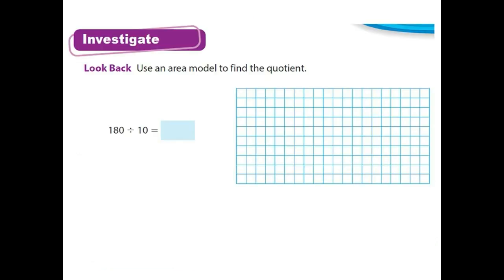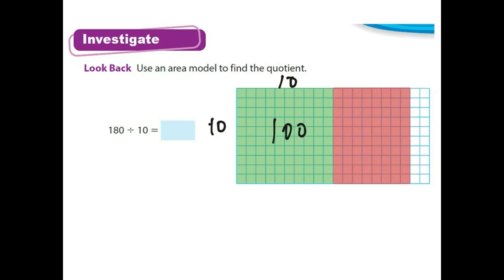So in our look back, it wants us to use the area model to find the quotient. Let's go ahead and do that. So if I took 100 out of it, I would put 10 here. 10 times 10 is 100. How much do I have left? 80. So how many 10s can fit in 80? That's right, 8. So in this one I would put 80. It would be 8, and I would add 10 plus 8. I would have 18.